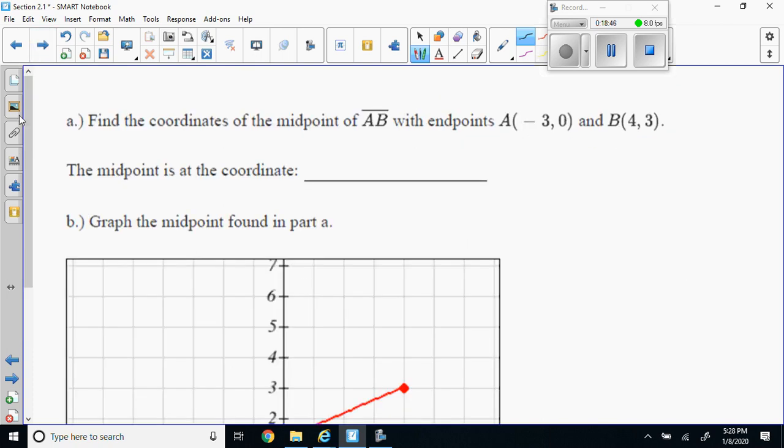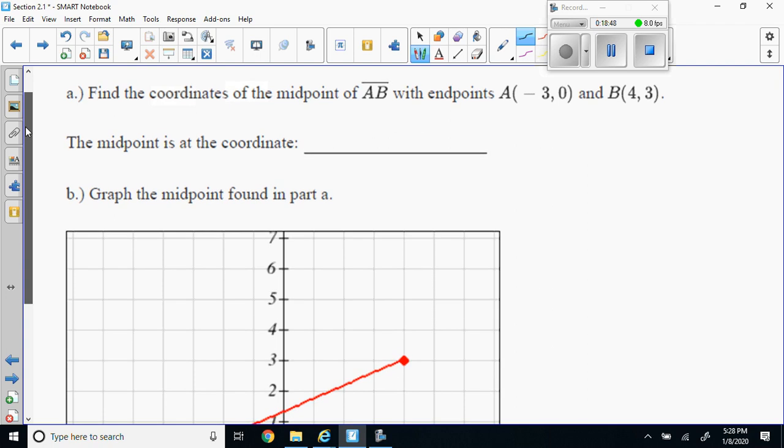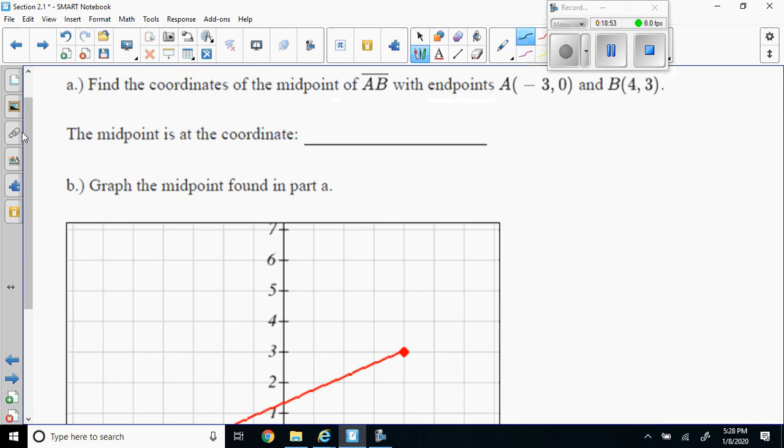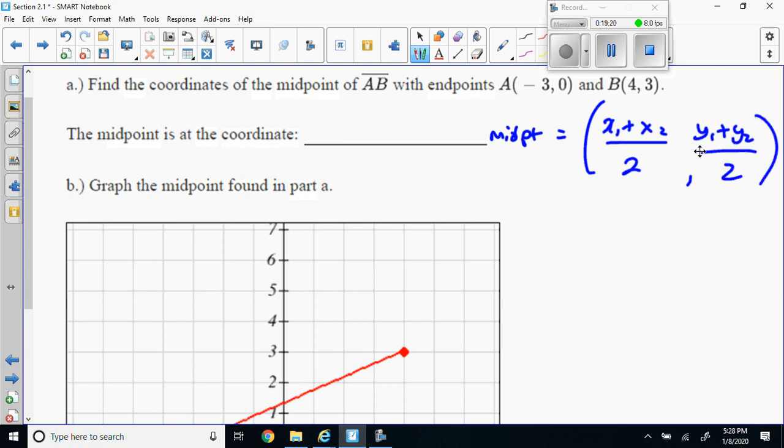All right. So let's look at this. Find the coordinates of the midpoint of AB, right? And they give the points -3, 0, and 4, 3, right? Okay, so the formula is this. For midpoint, I shouldn't do M because that's slope, right? So midpoint, I'll abbreviate that. That is x1 plus x2 over 2, comma, y1 plus y2 over 2.